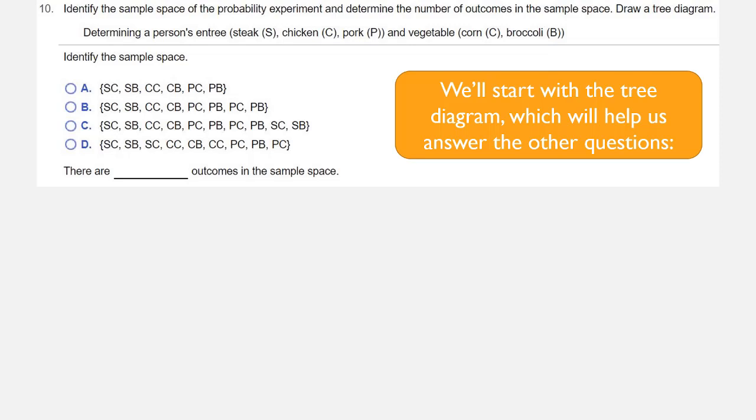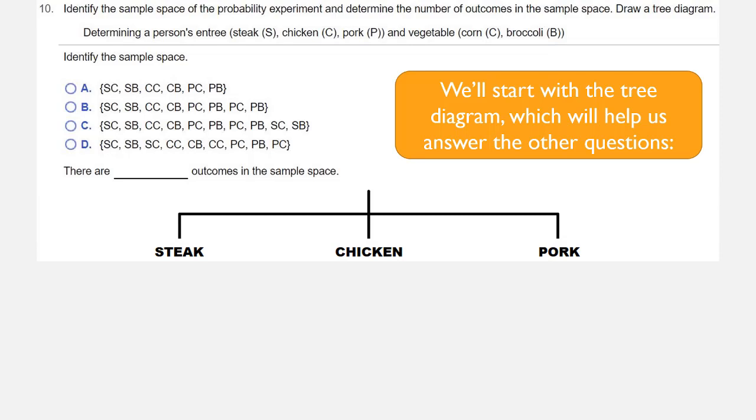So the first thing that the person needs to do is choose their entree. They have 3 choices for the entree, so when we draw that on a tree diagram, we draw a 3-pronged tree, which has a branch for steak, a branch for chicken, and a branch for pork. You could use S, C, and P. This problem is a little confusing because there are 2 different things that stand for C, but if we keep in mind what level we're at, it'll make a little bit of sense. So I'm just going to use the names instead of the letters. So steak, chicken, or pork.